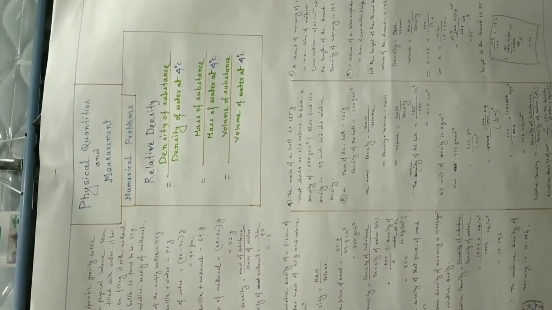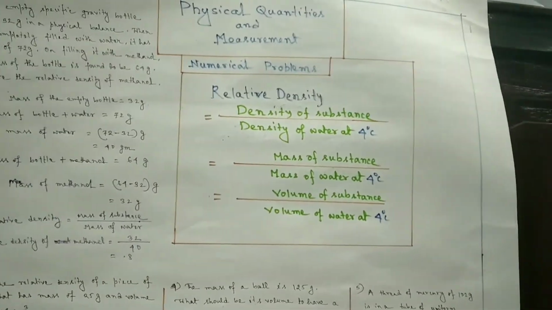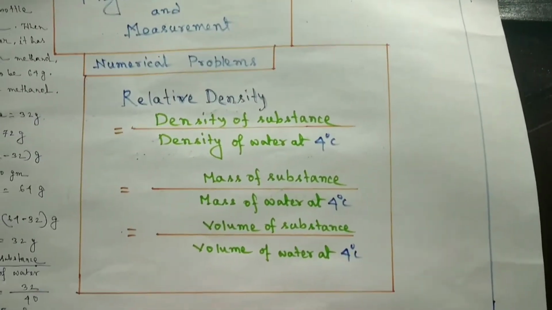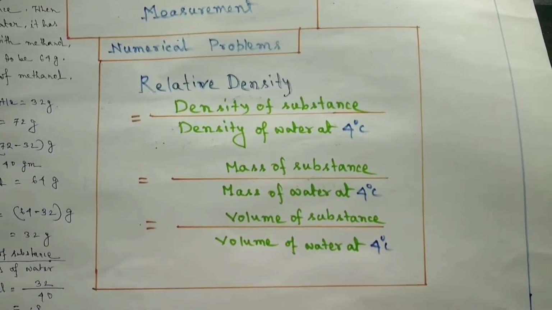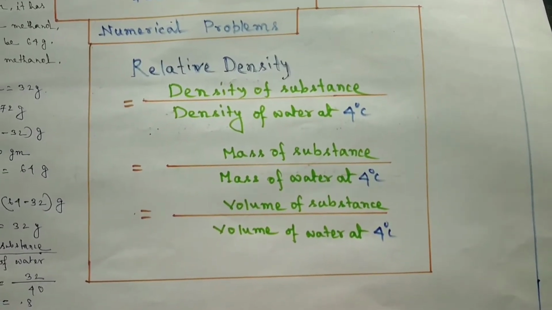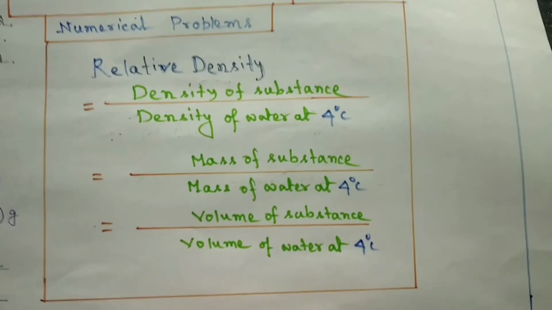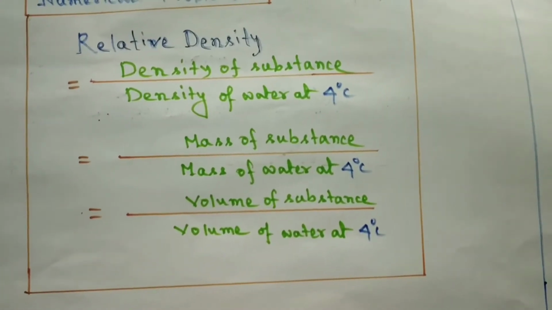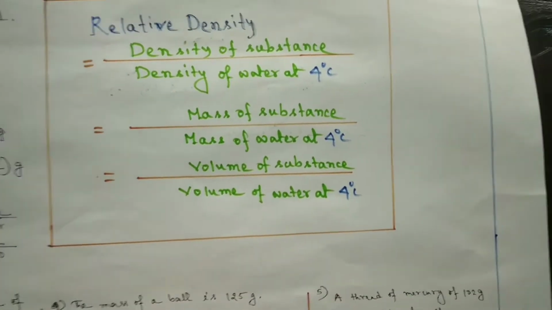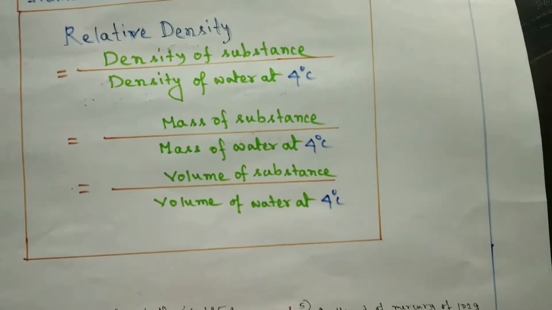To solve any numerical problems of this chapter, you have to remember this basic formula. Okay. What is the formula? The formula is relative density is equal to density of substance by density of water at 4 degrees centigrade. Or you can write it in this way, mass of substance by mass of water at 4 degrees centigrade, or volume of substance by volume of water at 4 degrees centigrade.